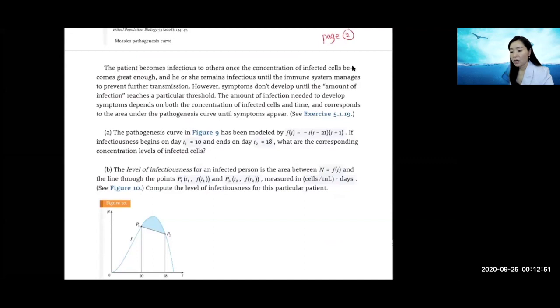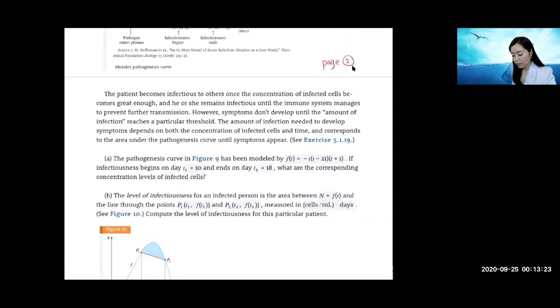A. The pathogenesis curve in this figure has been modeled by this function. If the infection begins on day 10 and ends on day 18, what are the corresponding concentration levels of infected cells?